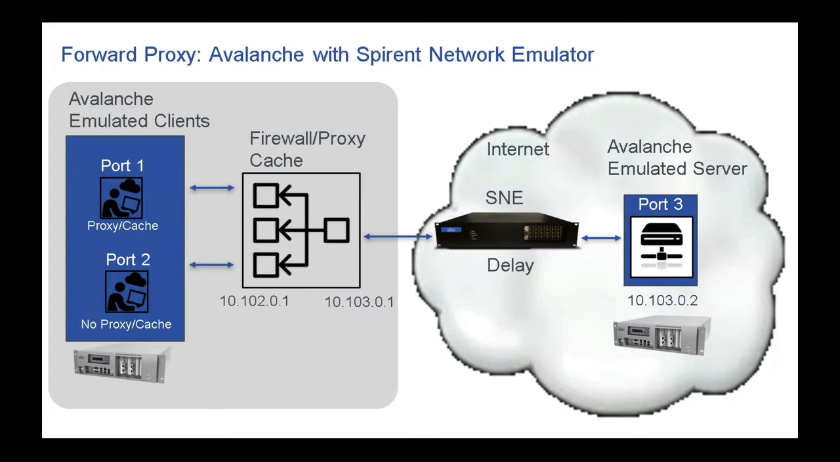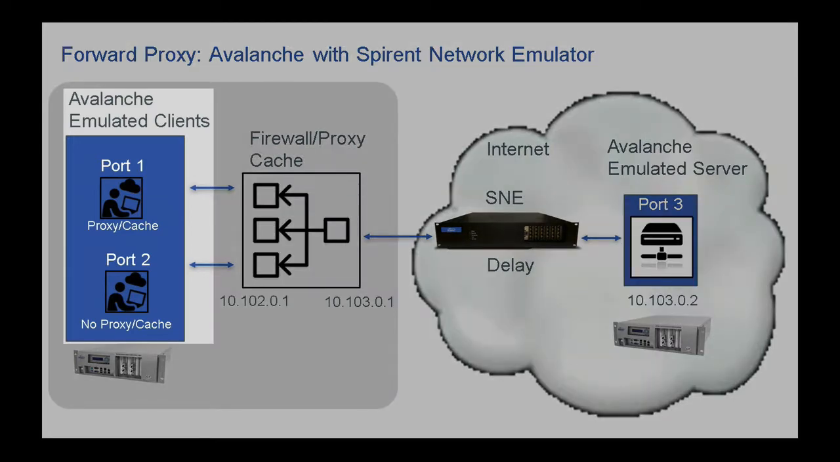Hi everyone, today we're going to test a forward proxy with Spirent Avalanche and Spirent Network Emulator. On the left side of the screen we have Avalanche emulated users. There's a single emulated user on port 1 that is configured to use this explicit proxy at 10.102.0.1. There's a single user on port 2 but it is not configured to use the proxy.